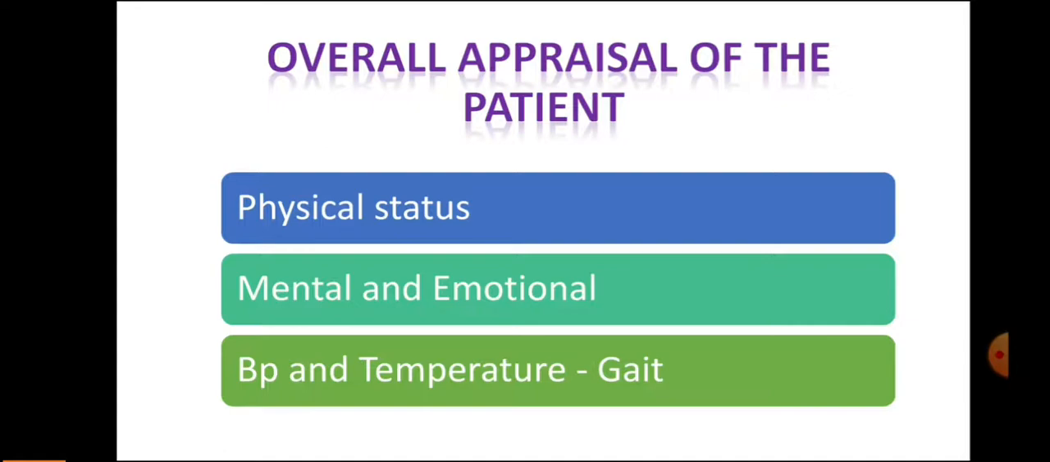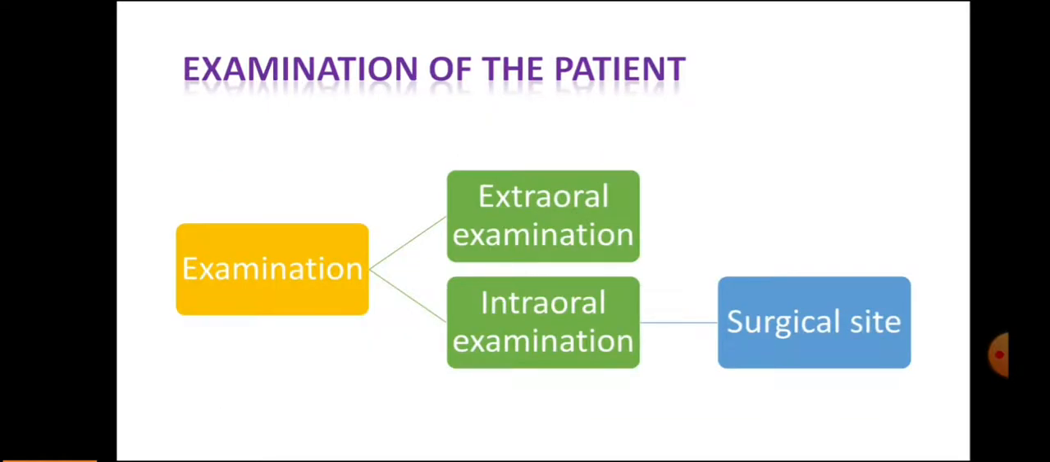So we will see what is the overall appraisal of the patient. The first thing you have to look into is the overall appraisal. You have to look into the physical status of the patient, mental and emotional status of the patient, and also take a note of the vital signs like BP and temperature. Then we need to examine the patient. So how do you examine the patient? You do an intraoral examination and an extraoral examination.